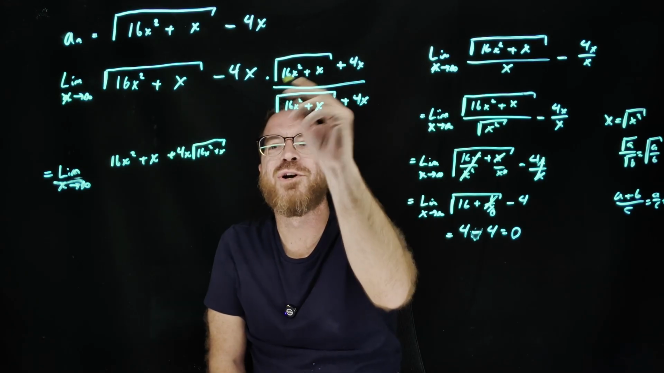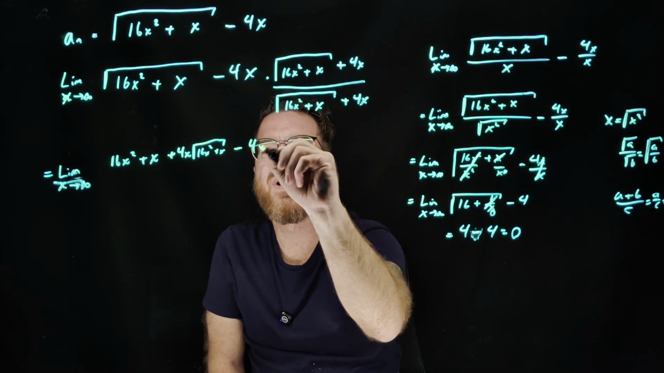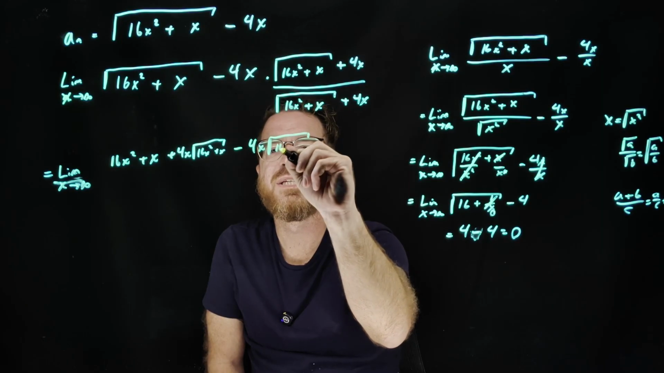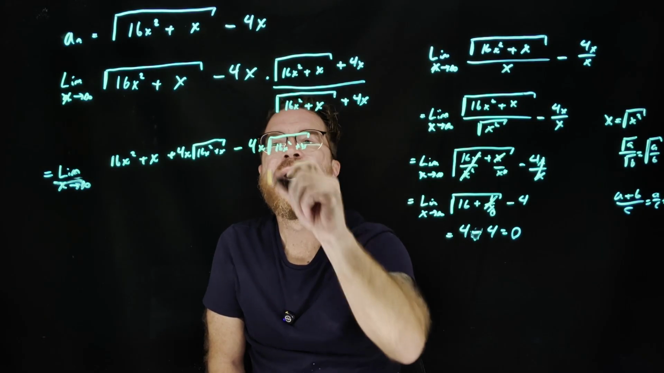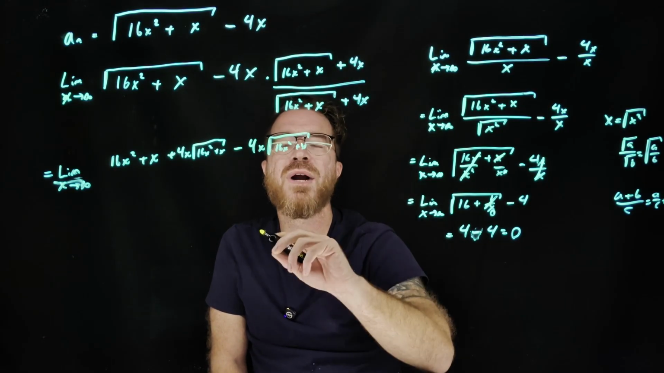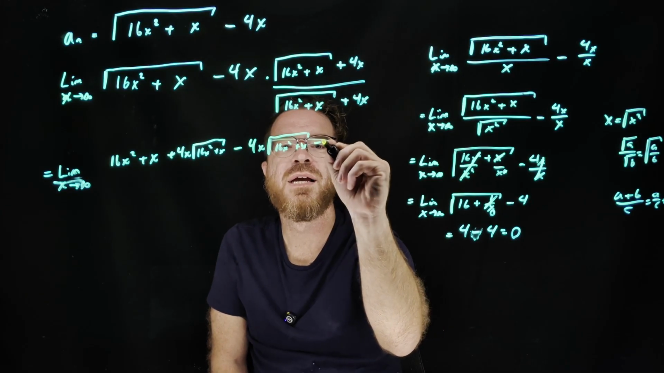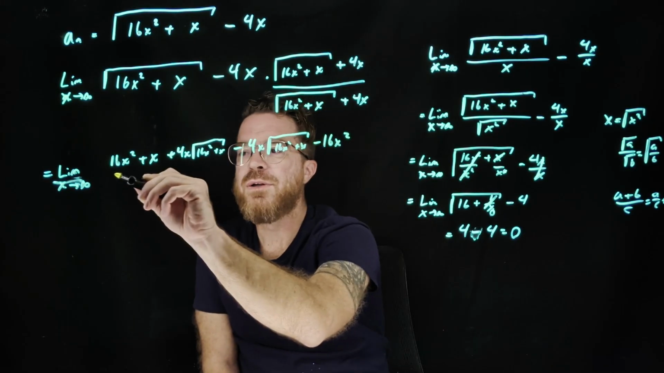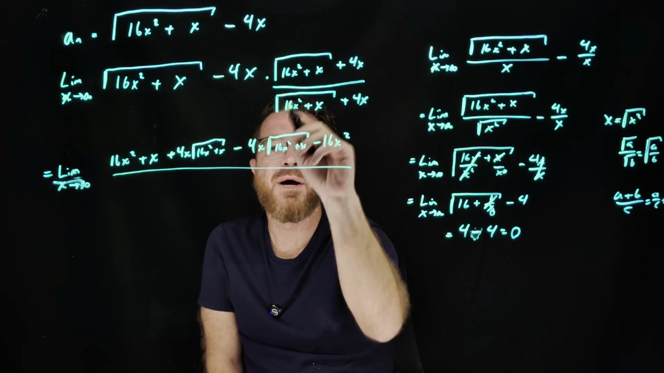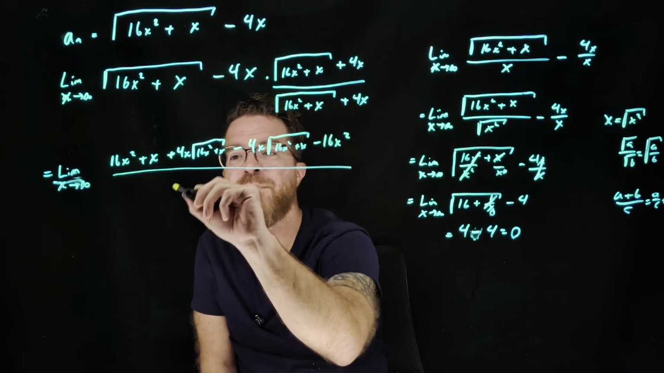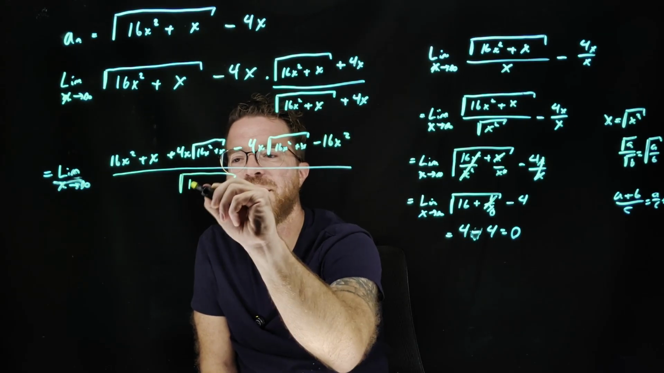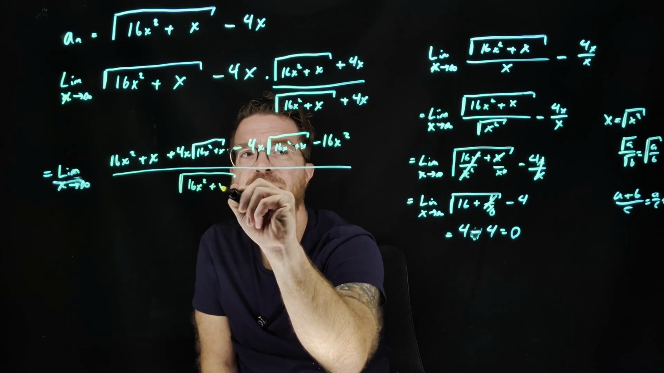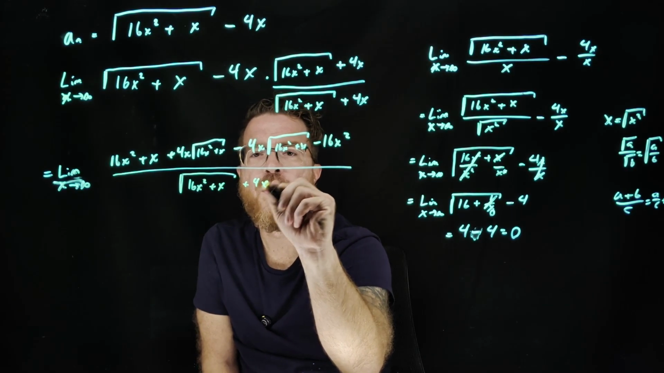Then we're going to do our inner terms, which is going to be minus 4x times the square root of 16x squared plus x. And then we're going to do our last terms, minus 4x times 4x, which is going to give us minus 16x squared. And then this is all going to be divided by the bottom part of our reciprocal term. So we're going to get the square root of 16x squared plus x plus 4x.